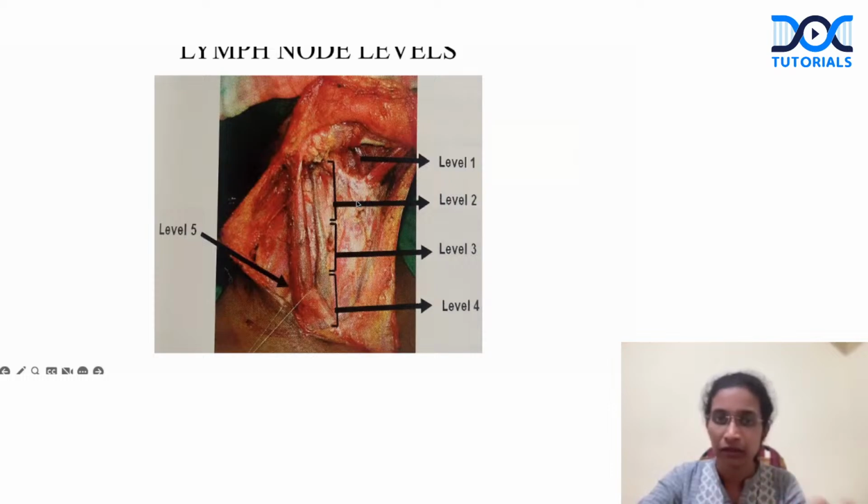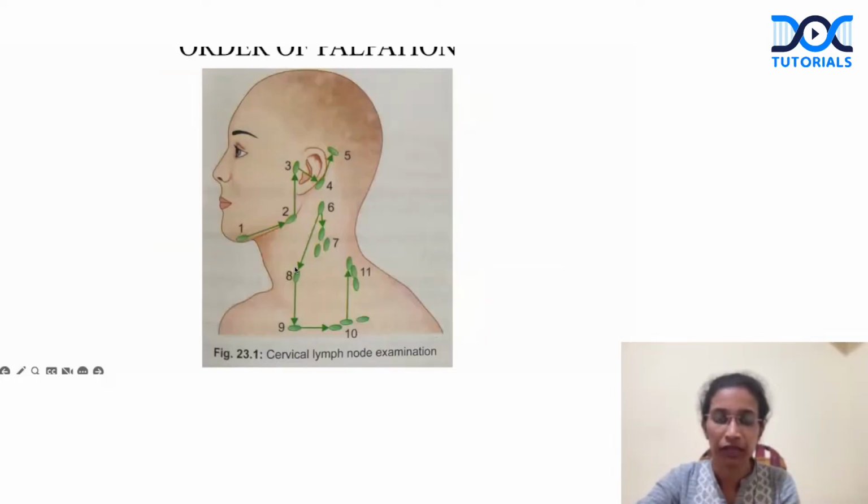So this is the surgical anatomy showing the level 1 lymph nodes, which are submandibular and submental. Levels 2, 3, and 4 run along the internal jugular vein: the upper one third is the upper jugular, the middle is the middle jugular, and the lower one third is the lower jugular. And this is level 5, the posterior triangle.